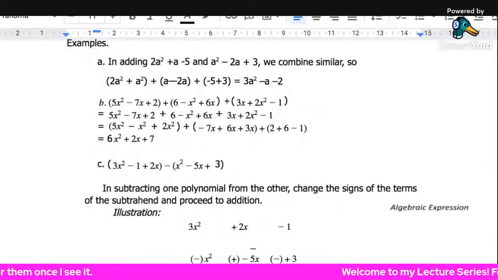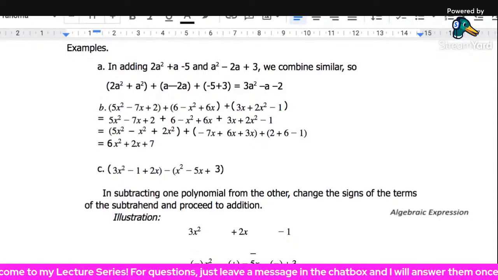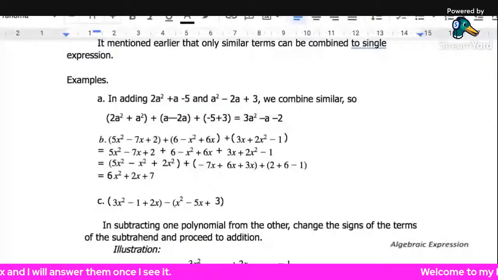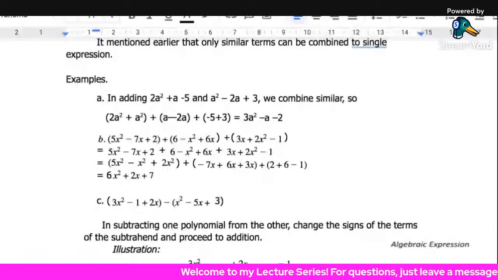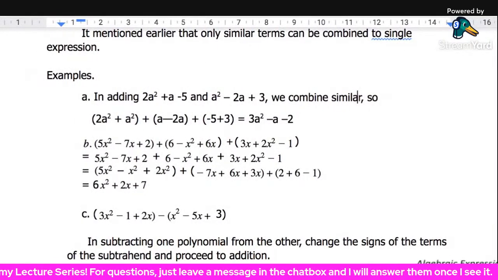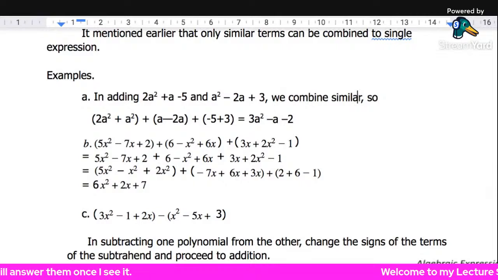Okay, so we proceed here in our example. This time we are performing subtraction and addition. So in our example here, in adding 2a squared plus a minus 5 and a squared minus 2a plus 3, we combine similar terms. Again, based from our definition of similar terms in our previous discussion, they should have exactly the same variables. So here a squared and a squared, definitely these are similar terms. So we group them together.